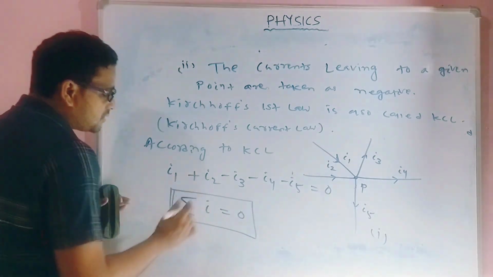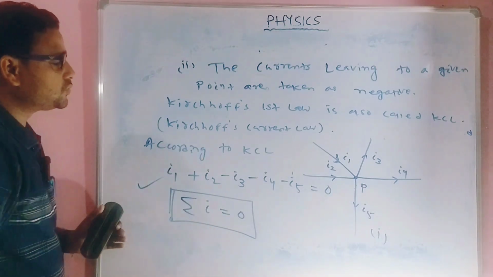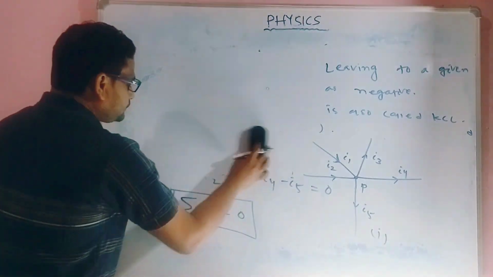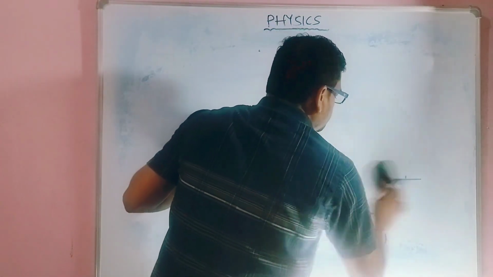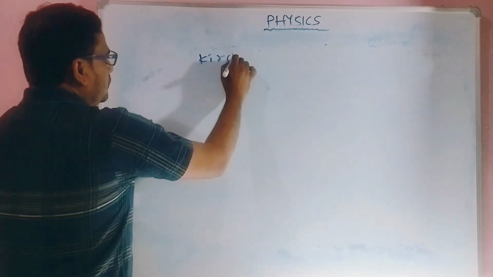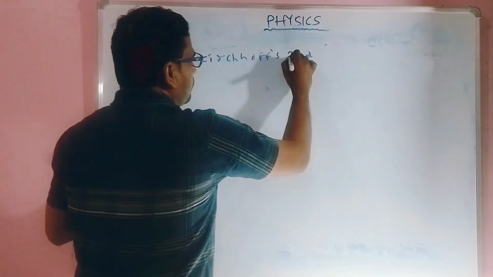Okay, this is Kirchhoff's first law: the total algebraic sum of current is equal to 0. This is all about Kirchhoff's current law or Kirchhoff's first law. Next we will see Kirchhoff's second law.